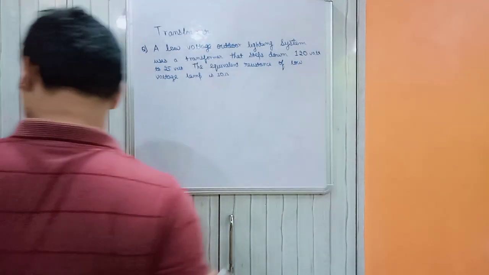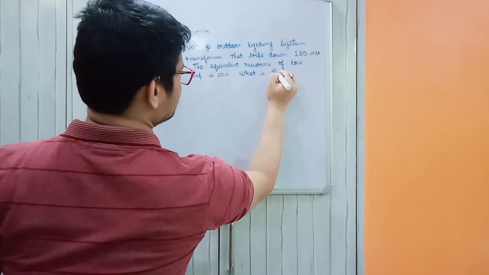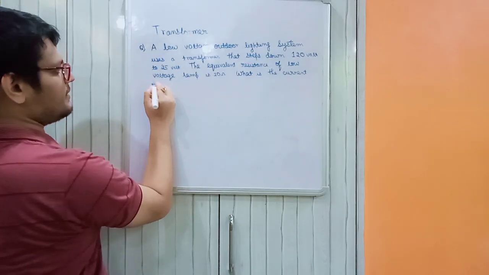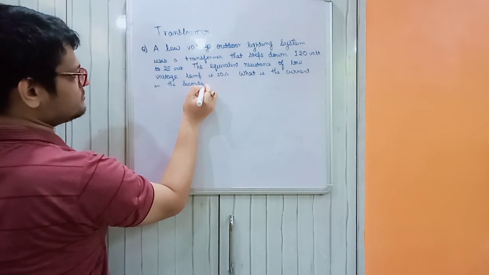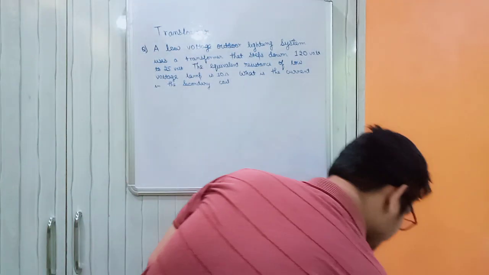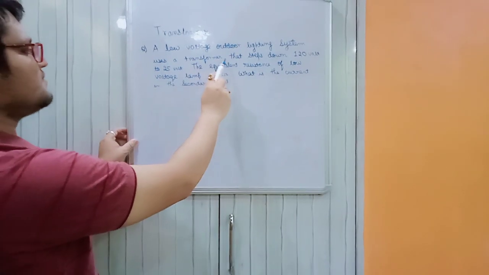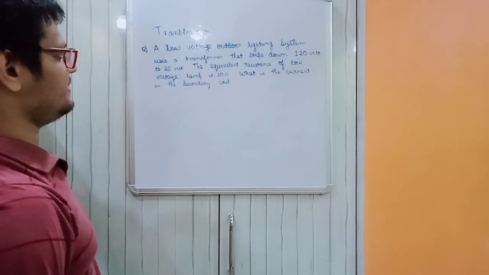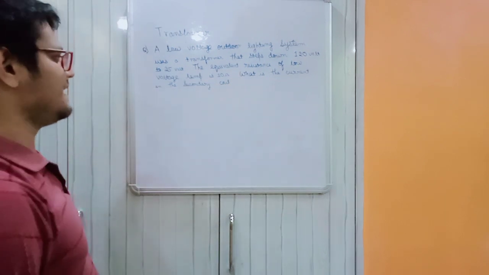So they are asking what is the current in the secondary coil? I hope you have understood what the question is here. A low voltage outdoor lighting system uses a transformer that steps down the voltage 120 volt to 25 volt. The equivalent resistance of the low voltage lamp is 10 ohm. So what is the current in the secondary coil?